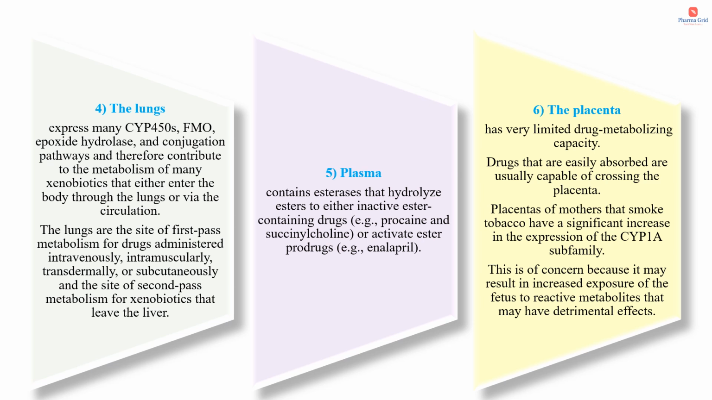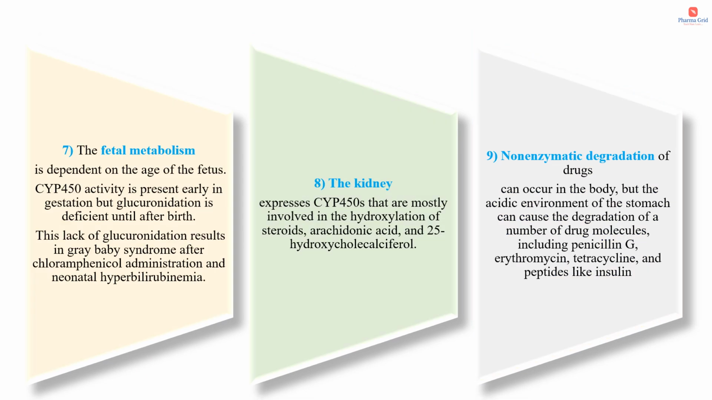Placentas of mothers that smoke tobacco have a significant increase in the expression of the CYP1A subfamily. This is of concern because it may result in increased exposure of the fetus to reactive metabolites that may have detrimental effects. Next one is the fetal metabolism. It is dependent on the age of the fetus. Cytochrome P450 activity is present early in the gestation, but glucuronidation is deficient until after birth. This lack of glucuronidation results in grey baby syndrome after chloramphenicol administration and neonatal hyperbilirubinemia.